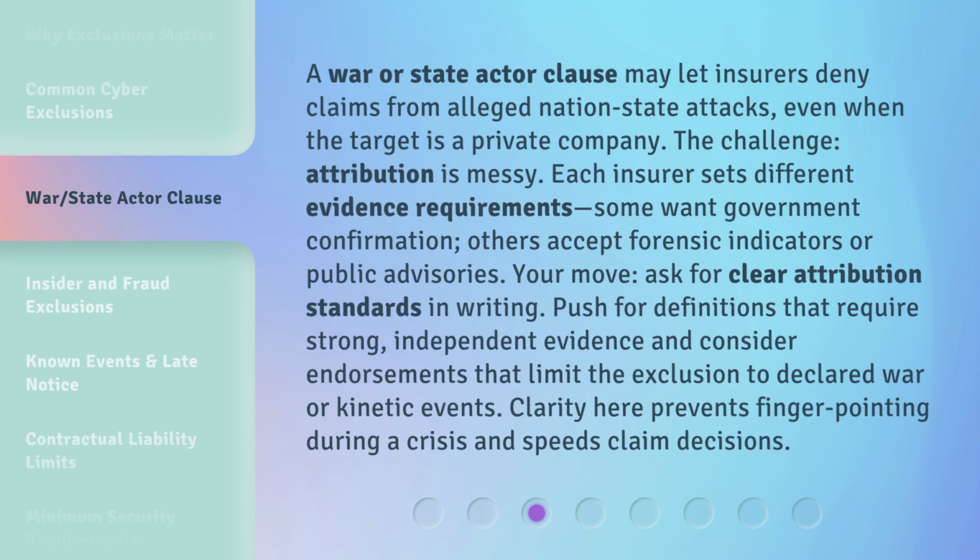A war or state actor clause may let insurers deny claims from alleged nation-state attacks, even when the target is a private company. The challenge? Attribution is messy. Each insurer sets different evidence requirements. Some want government confirmation. Others accept forensic indicators or public advisories. Your move. Ask for clear attribution standards in writing. Push for definitions that require strong, independent evidence, and consider endorsements that limit the exclusion to declared war or kinetic events. Clarity here prevents finger-pointing during a crisis and speeds claim decisions.